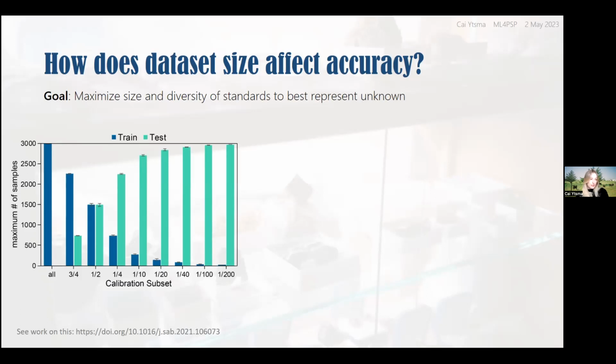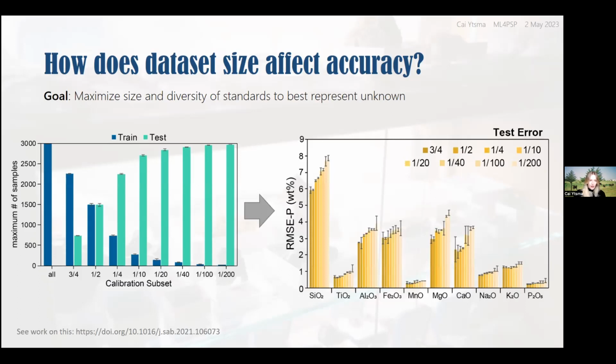So because we have all this data, we actually studied this within our ChemLibs data set, and we varied the size of the training data from 75% to 1/200th of all of our standards and tested on the rest of the data set. So as expected, the more data you train on, or if we're going left to right, the less data you train on, the worse your accuracy gets, or the higher your error in this case.